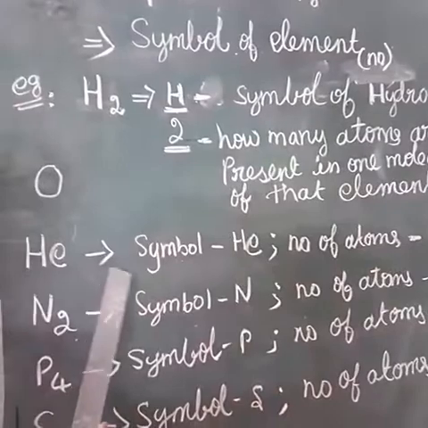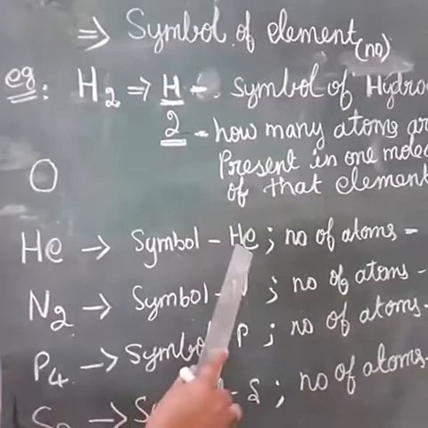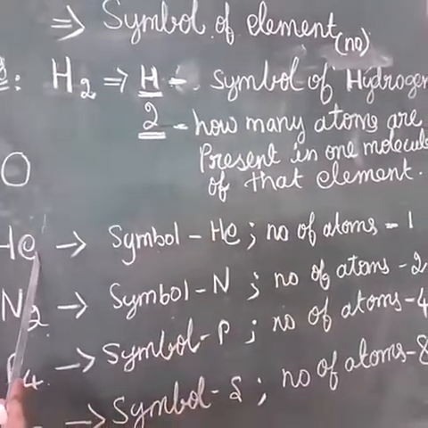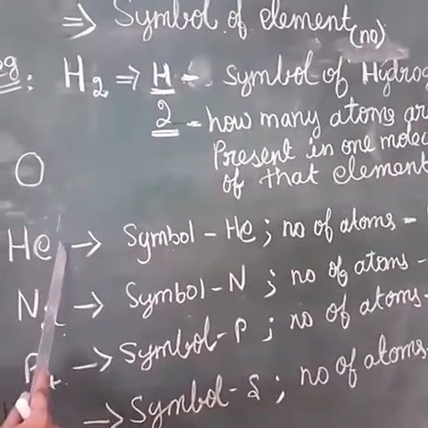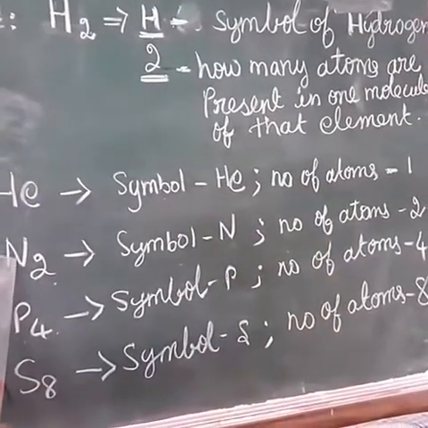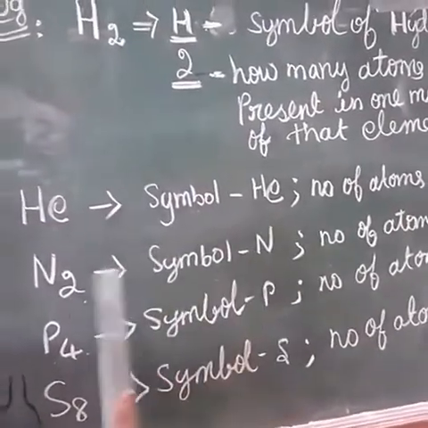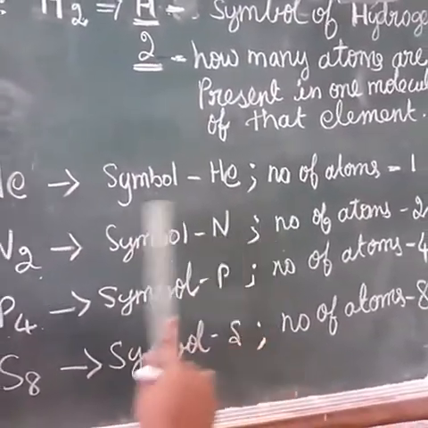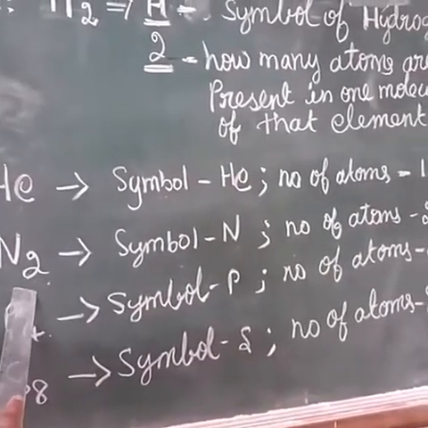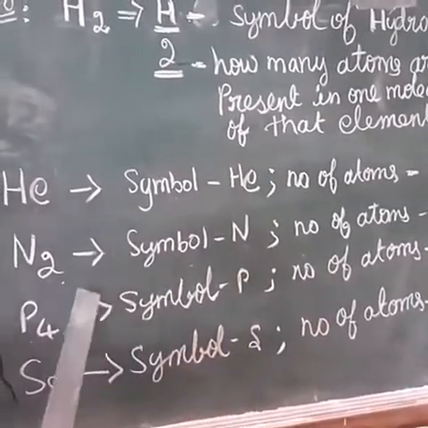A few more examples. Helium. He is the symbol of the element helium, and here there is no subscript. That means it contains only one atom. Next example, N2. N is the symbol of nitrogen. The symbol N shows that it contains atoms of nitrogen only. The subscript 2 shows that there are two atoms in each molecule of nitrogen.